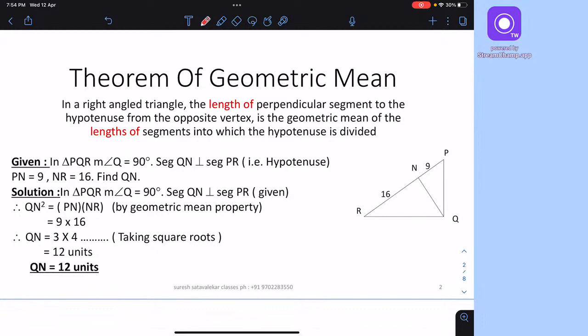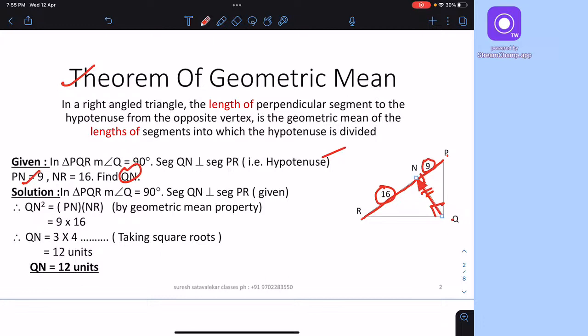In a right angle triangle, the length of the perpendicular segment to the hypotenuse from the opposite vertex is the geometric mean of the lengths of the segments into which the hypotenuse is divided. This is the theorem of geometric mean. Now here, given in triangle PQR, angle Q is 90. QN is perpendicular to PR, that is, perpendicular to the hypotenuse. PN is given as 9, and NR is given as 16. And you are asked to find QN.